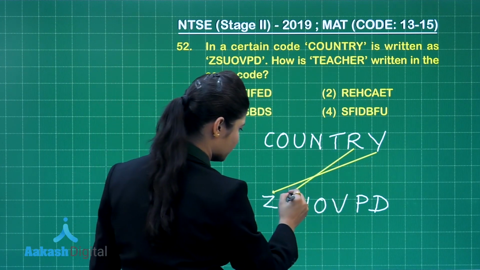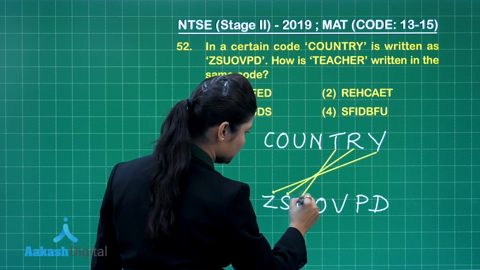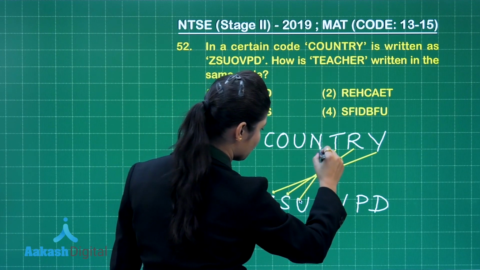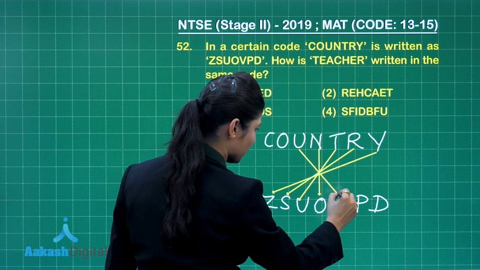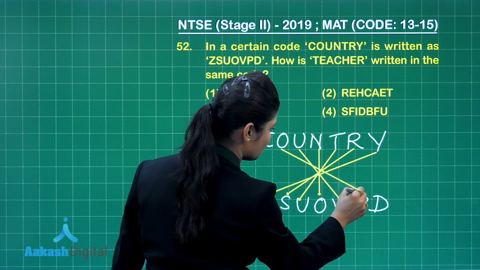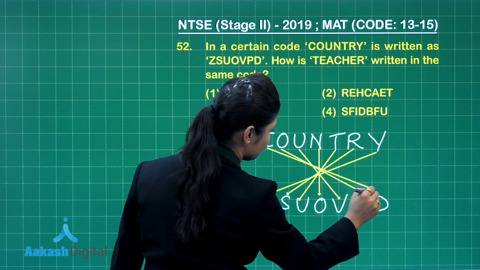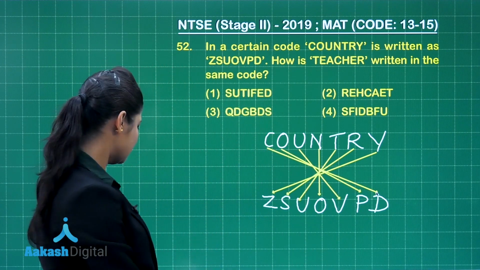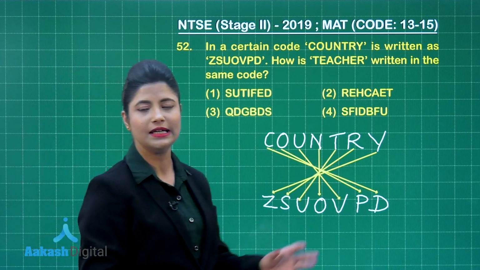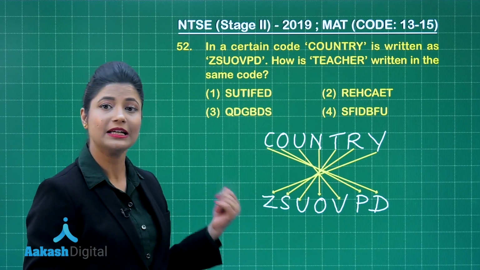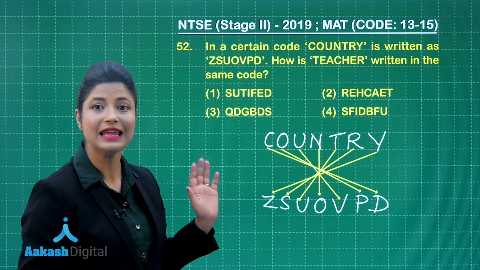Letter R is followed by S. Letter T is followed by U. Letter N is followed by O. Letter U is followed by V. Letter O is followed by P and letter C is followed by D. That means we are writing here the successor alphabet but in the reverse order. You are starting from the end.